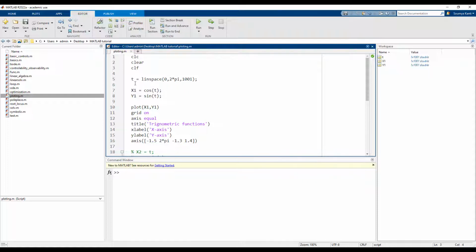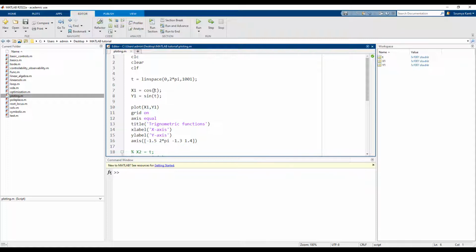Suppose I want to plot a circle. I will plot it in parametric form. The x component will be cosine of t, and the y component will be sine of t. For that I am creating a vector t which starts from 0 and ends with 2 pi, and there are 1001 points inside it. I have chosen this one arbitrarily.